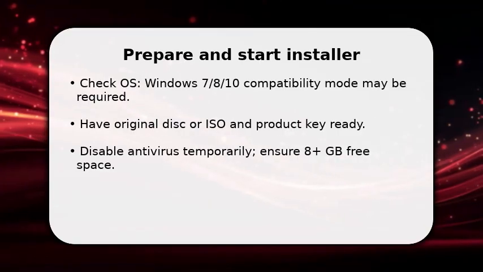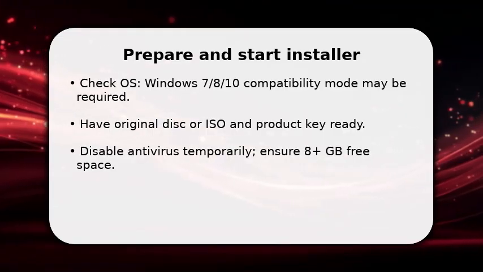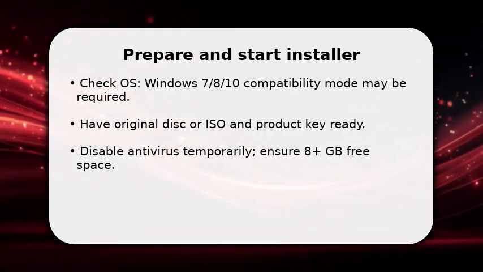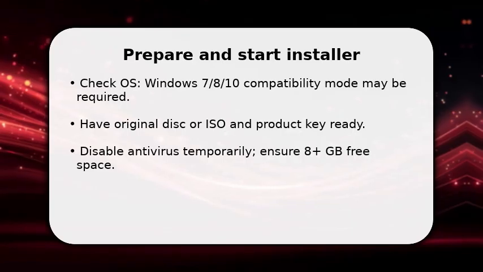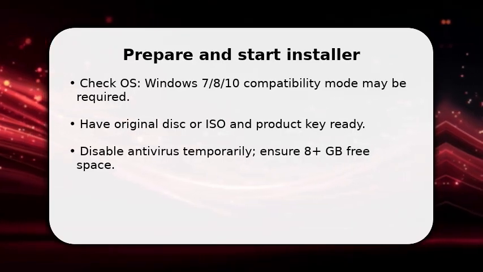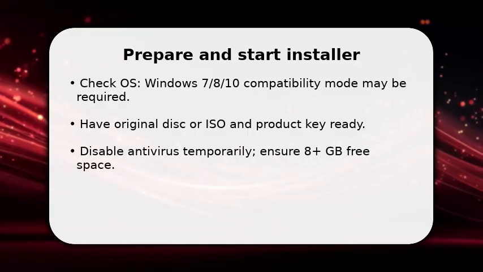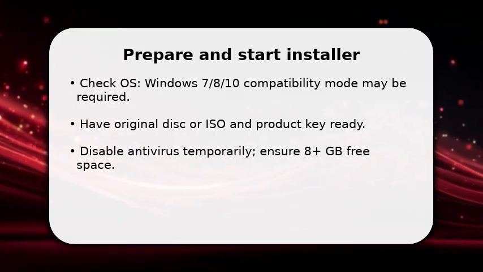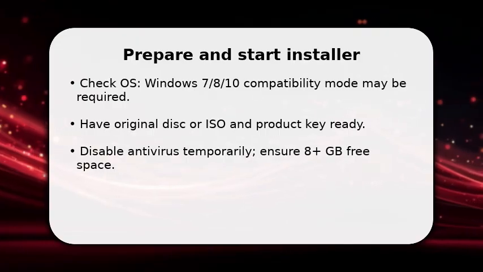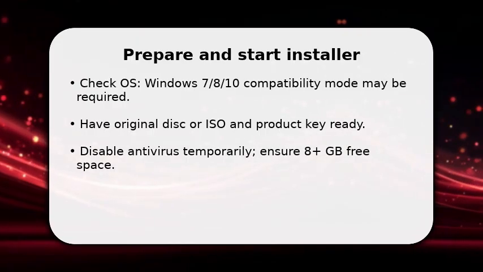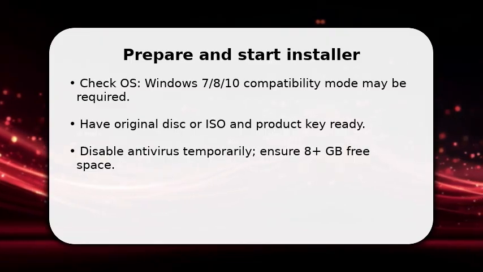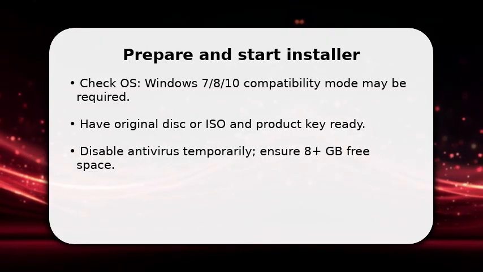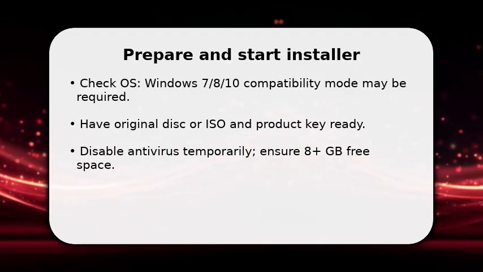You begin by gathering prerequisites and launching installation right away. Insert the Sims 2 disk or mount the ISO, and enter your product key when prompted. Once done, run the setup as administrator and choose a custom install to control components. Make sure antivirus is paused to avoid blocked files, and select a target folder with at least 8 GB free so installation won't fail mid-process.